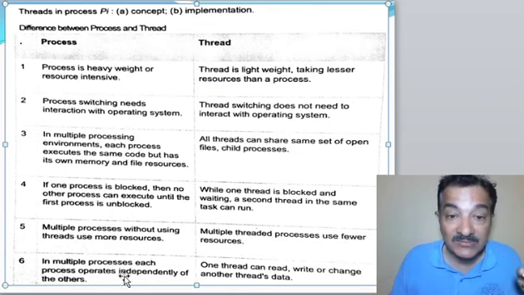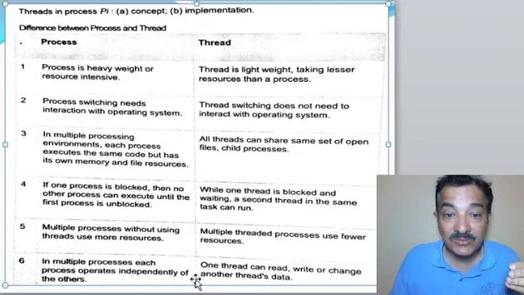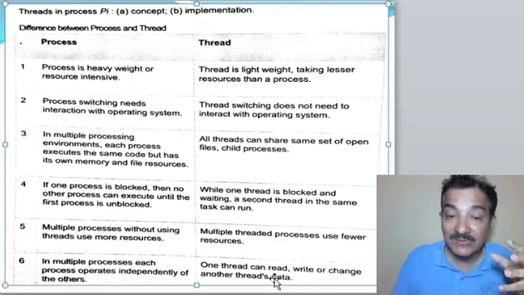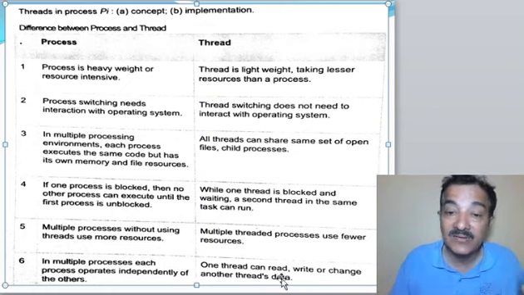In multiple processes, each process operates independently of the other. In a multi-threaded environment, one thread can read, write or change other threads' data. So there can be an interaction between the threads, and one thread can read, write or change the data of another thread.